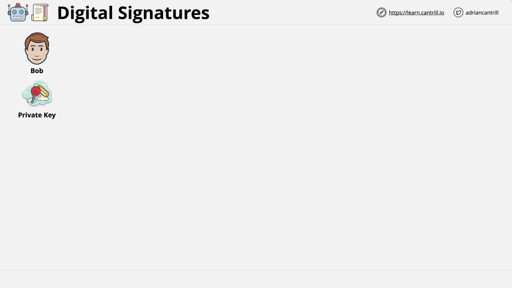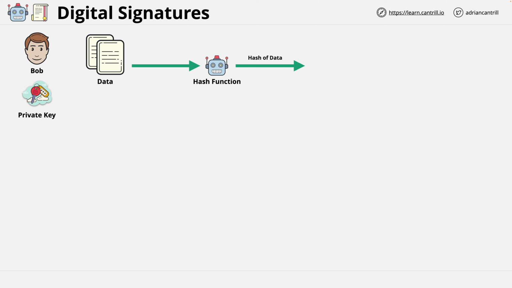So let's say that Bob creates a contract to send to a business partner, and he wants others to be able to verify, firstly, that he sent it and that it wasn't altered in transit. So the next step is that he puts the document through a hash function, which results in a hash. The hash, as you've learned, is unique to this document. No other document can have this hash, and any changes to this document also change this hash, and you can't derive the document from the hash.